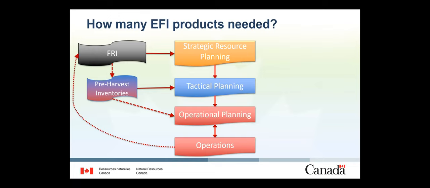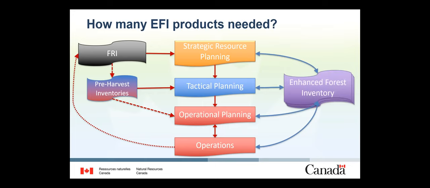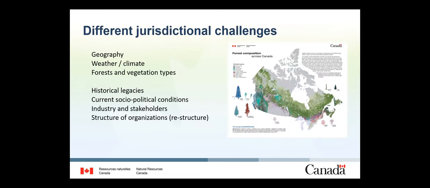But we're having more detail, and we're having spatially explicit, accurate information that's coming in the EFI. So what I'm seeing happening is kind of a switch towards a more dynamic set of enhanced forest inventory layers that are continuously being fed and improved by feedback from the different levels of the forest value chain. And hopefully this will allow for a more dynamic product that allows for near-term flexibility and communications between the different levels of planning. And obviously, we're a big country with different jurisdictional challenges. We have a wide range of different geography and weather and forest types across the country.